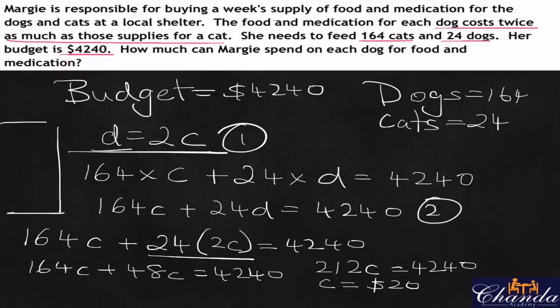However, that's the amount of money that she spends on the cats. The question asks for how much can she spend on the dogs. Now it says that the dogs cost twice as much as the cats. So pretty straightforward. Dogs would simply be 2 times $20, which is $40. So how much can Margie spend on each dog for food and medication? She can spend $40 per dog for the food and medication.